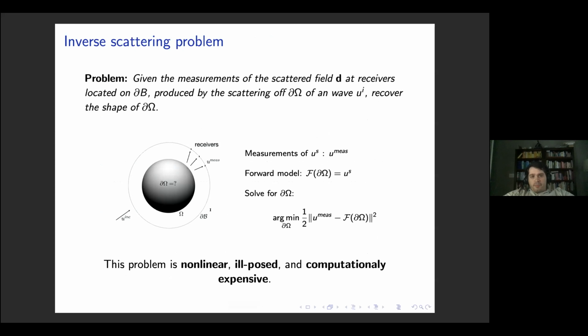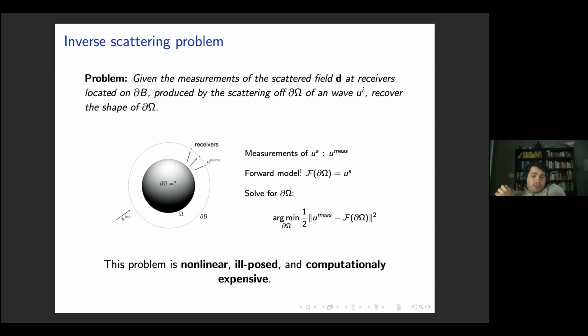So now in the inverse problem, what we know is that we have an incident wave. We have the scattered field measured at some sensors around the obstacle, and we want to recover the shape of the obstacle that generated that. So pretty much we have the measurements of the fields, whatever the sensors are. You have a forward model that takes the object and brings it to scattered fields.